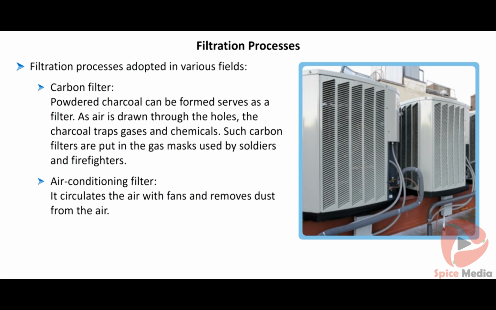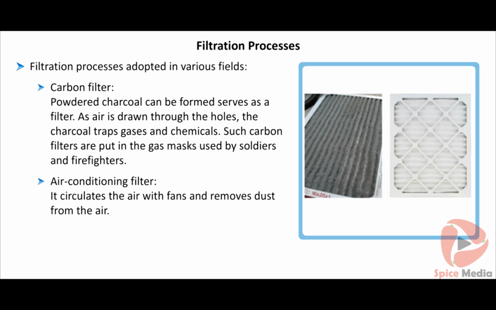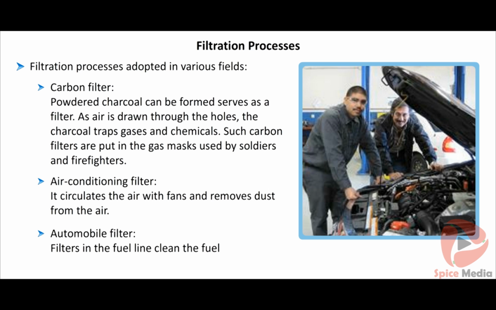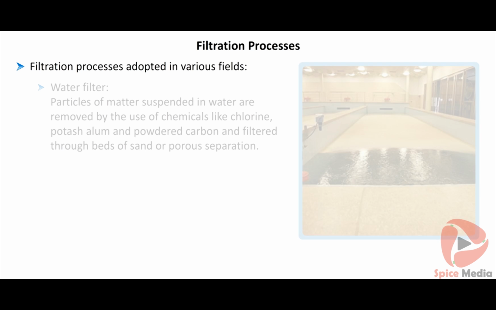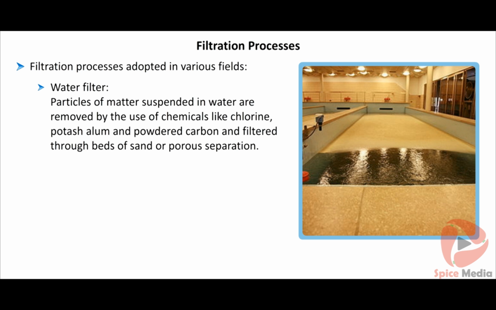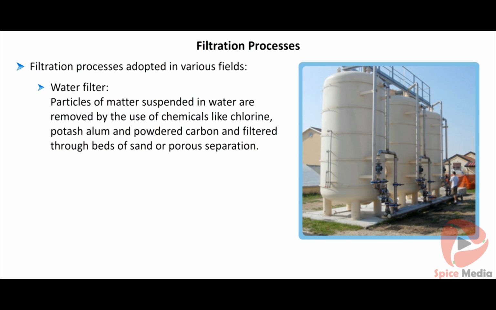Air conditioning filter. It circulates the air with fans and removes dust from the air. Automobile filter. Filters in the fuel line clean the fuel, but they can block the flow of fuel when they get clogged with dirt. Water filter. Particles of matter suspended in water are removed by the use of chemicals like chlorine, potash, alum, and powdered carbon and filtered through beds of sands or porous separation.